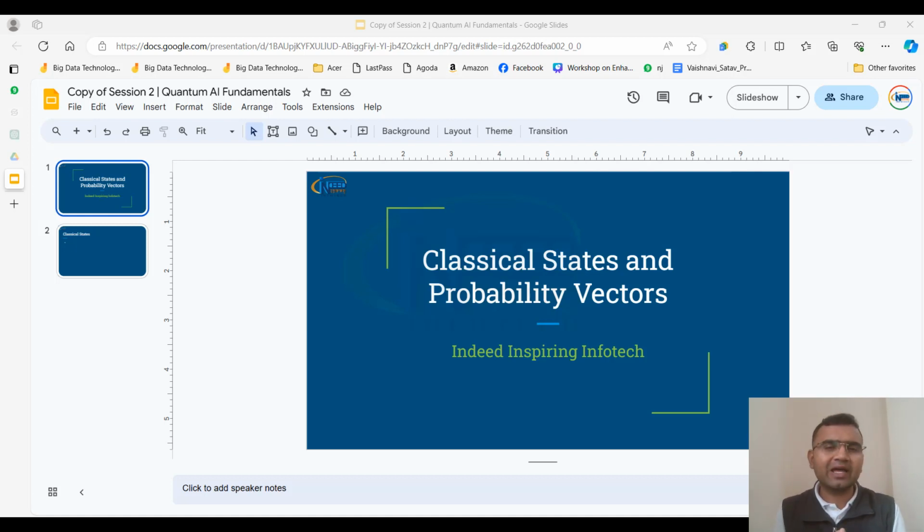In this series of quantum AI, we are going to understand today about classical states and probability vectors. You might be wondering why we are talking so much about classical information, and your question is right. I'll answer this. We are discussing it specifically because we want to create a base, a reference point. These classical information concepts will become a base to understand more about quantum states and quantum vectors. Let us try to understand more about it.